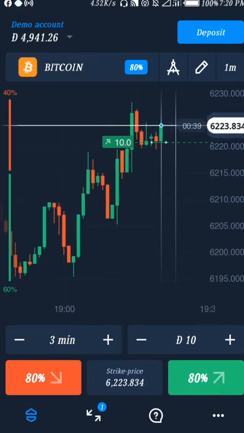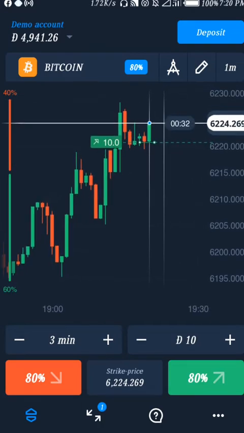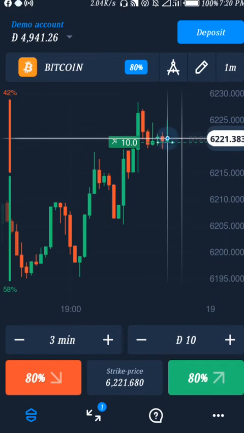Okay, the trend is where the power is. Whenever you want to trade, you go with the trend. You don't go against the trend. And from what I'm seeing, this is the uptrend, right? It's an uptrend. So there's every possibility that I could win this trade.